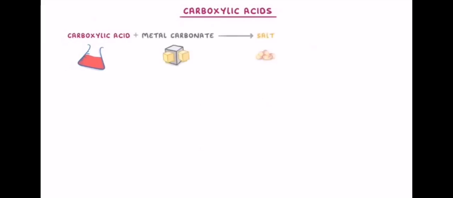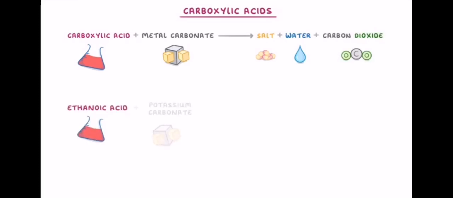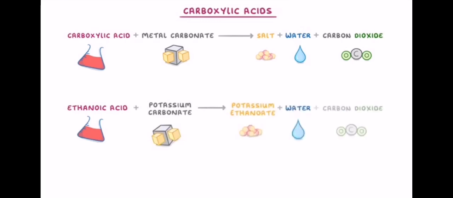Like other acids, if we react a carboxylic acid with a metal carbonate, it will form a salt, water, and carbon dioxide. So if we reacted ethanoic acid with potassium carbonate, for example, it would form potassium ethanoate, which is the salt, water, and carbon dioxide.